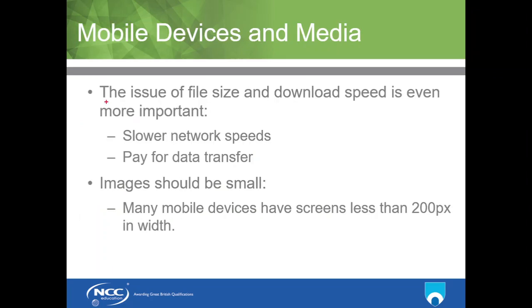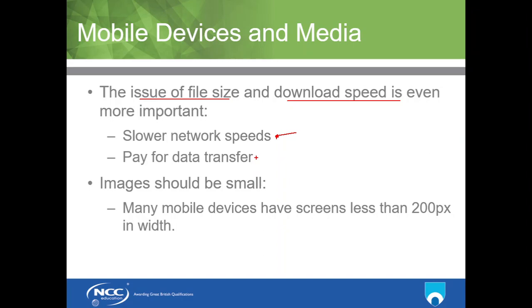Mobile devices and media. Here, the issue of file size and download speed is even more important for people who use mobile devices to access your website. Why? Because number one, slow network speeds. As we know, a few years ago, we had 2G and they were very slow. 4G, 5G right now, they are good enough. But earlier, mobile devices were connected through 1G or 2G and they were very slow.